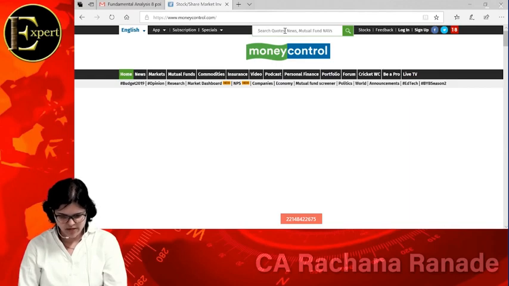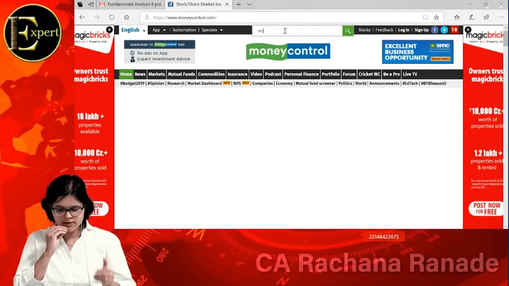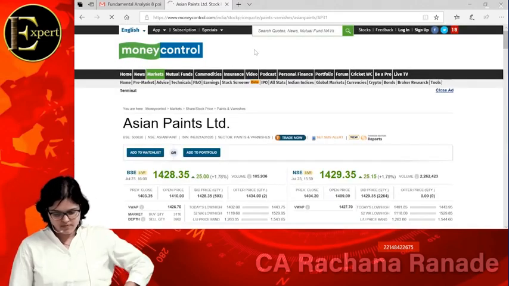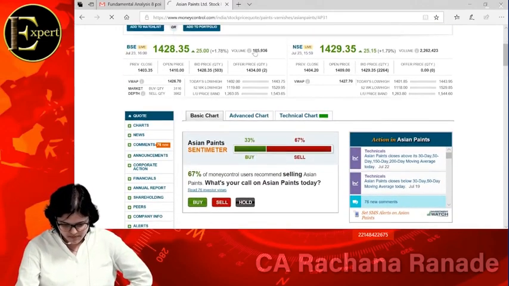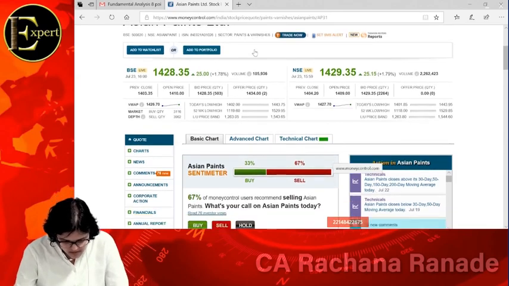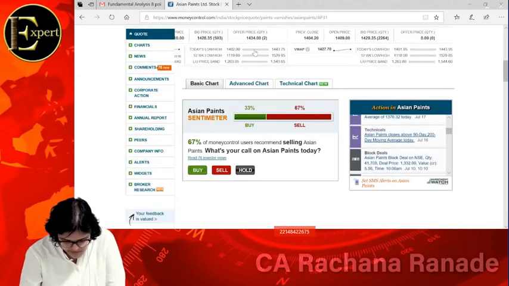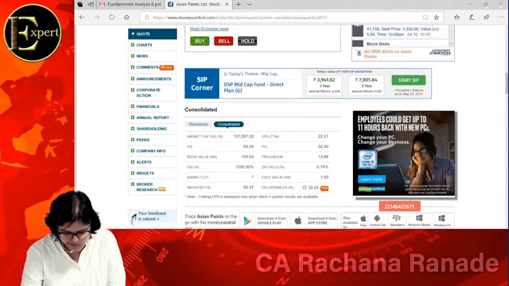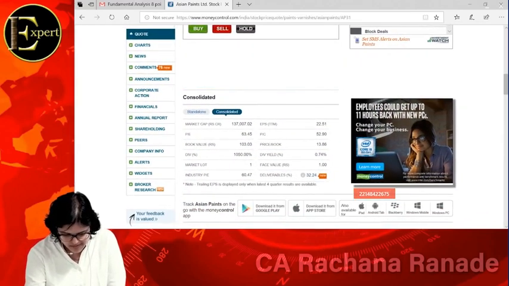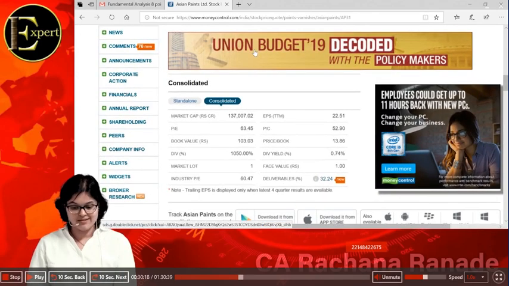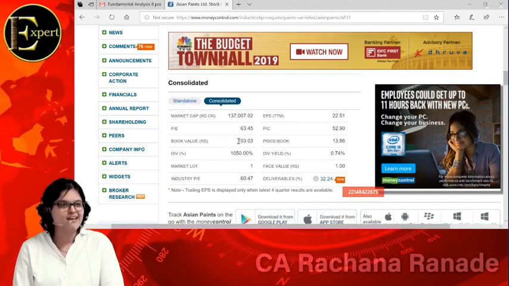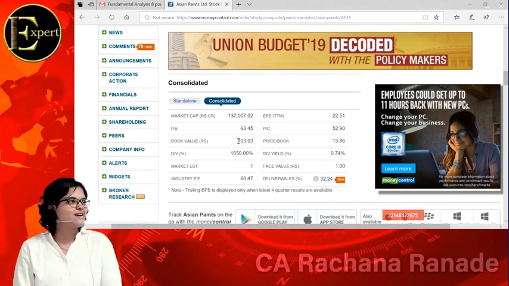Like yesterday, if you remember, we talked about Asian Paints also, no? So Asian Paints. Now, if we go down, what is the current market price, by the way, for Asian Paints? It's 1,428. See the book value? Shock, isn't it? The book value is only 103. And the current market price is 1,000 something.